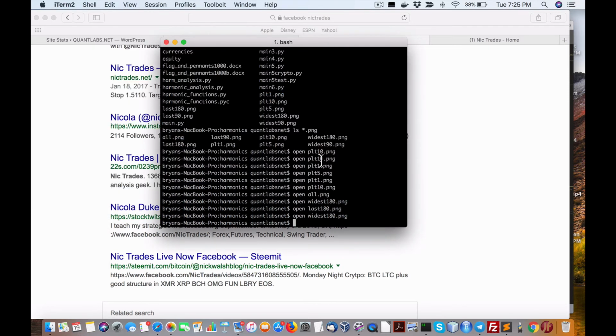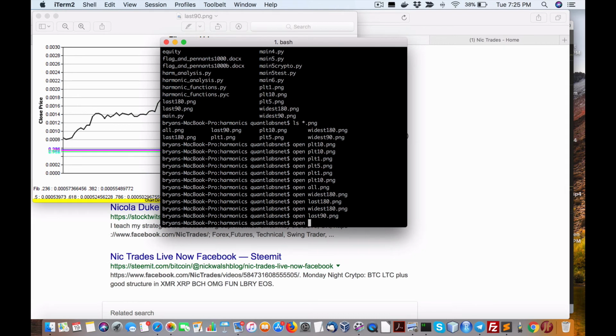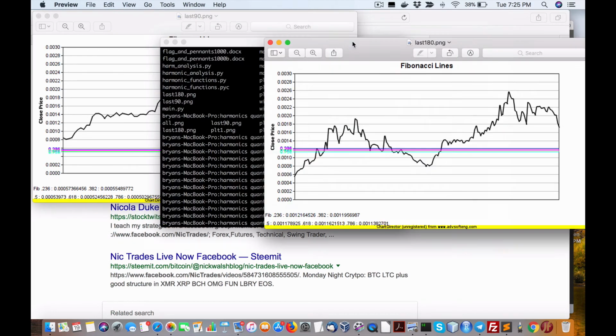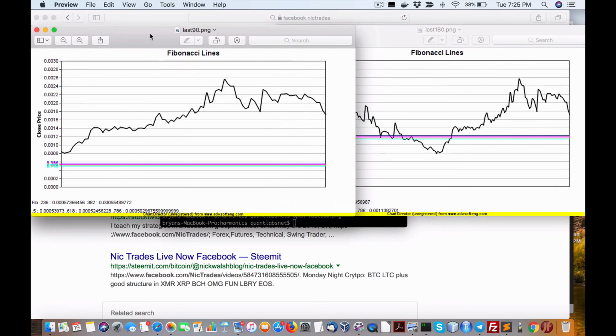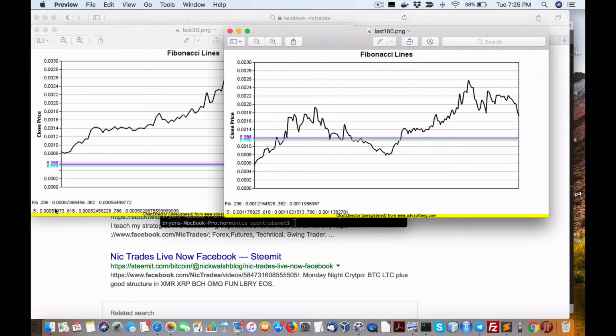Okay, so there's that, and let me show the 90-day. So if I look at the Fibonacci for the last 90 days, these are pretty well the same as before. I'll show you why. Let me pull up the equivalent in the last 180 days. Okay, if you look at both the Fibonacci levels, they're pretty well identical.